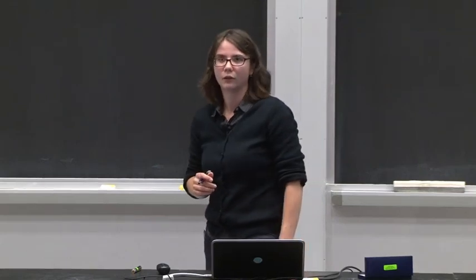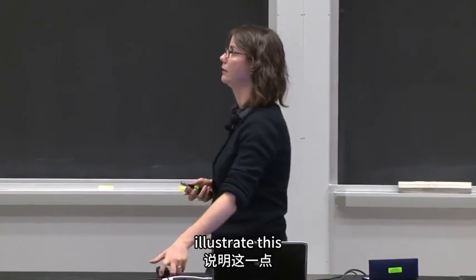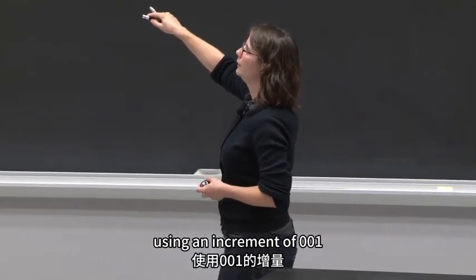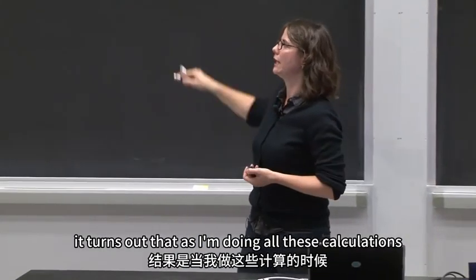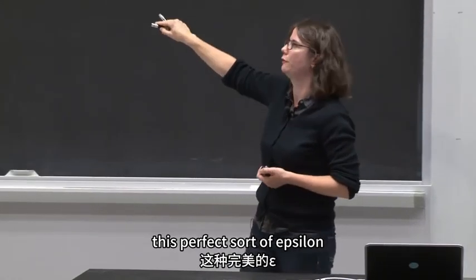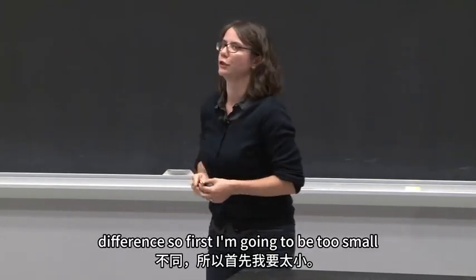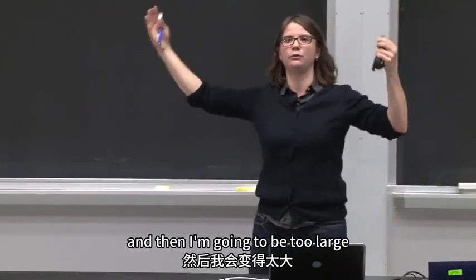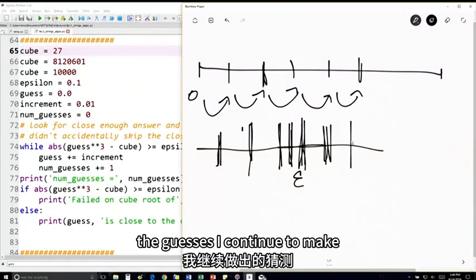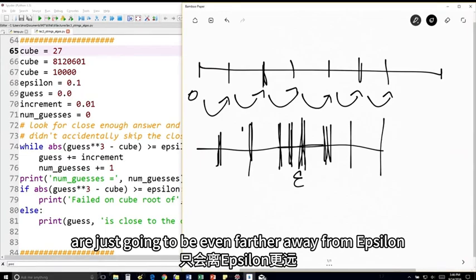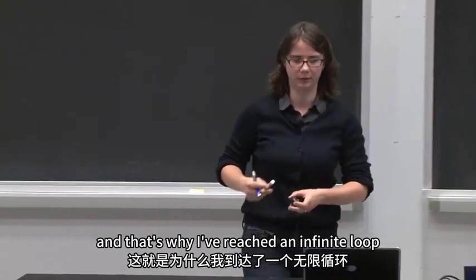Just because of the way the numbers were chosen in this example, just to illustrate this, using an increment of 0.01 with finding the cube root of 10,000 and epsilon of 0.1, it turns out that as I'm doing all these calculations, I'm going to skip over this perfect epsilon difference. So first I'm going to be too small, and then I'm going to be too large. And once I've become too large or too far away from epsilon, the guesses I continue to make are just going to be even farther away from epsilon. And I'm not going to get to my answer. And that's why I've reached an infinite loop in this code.